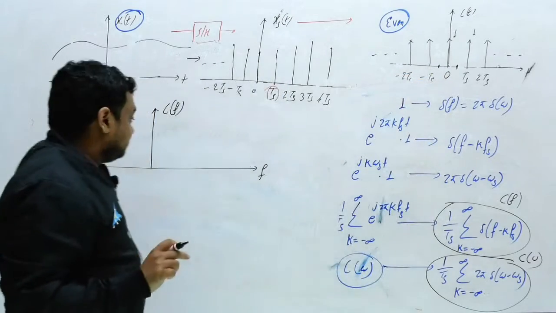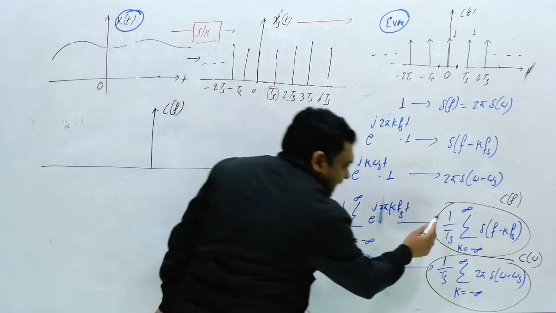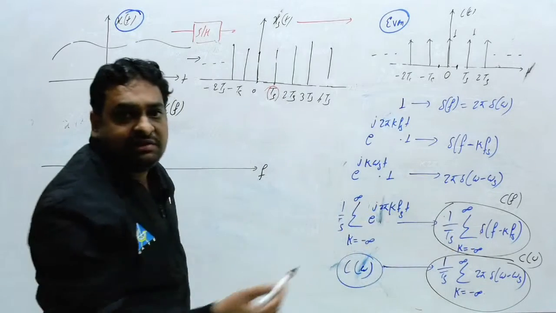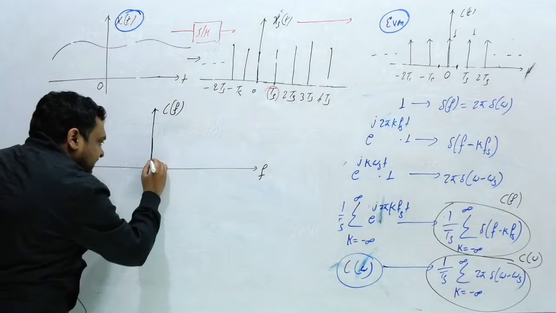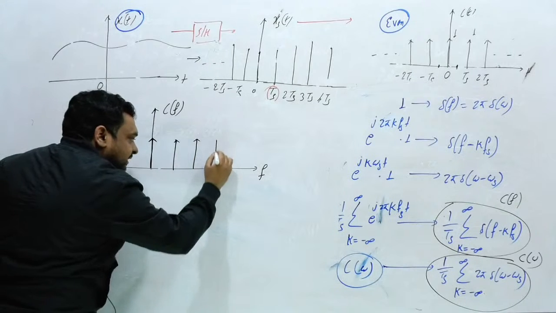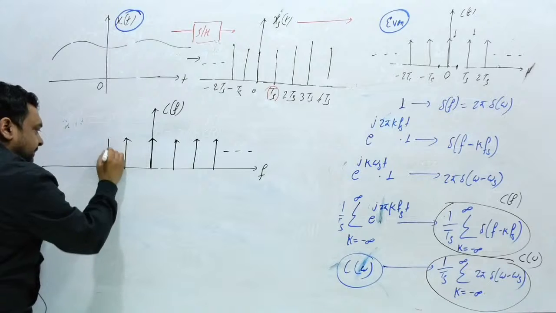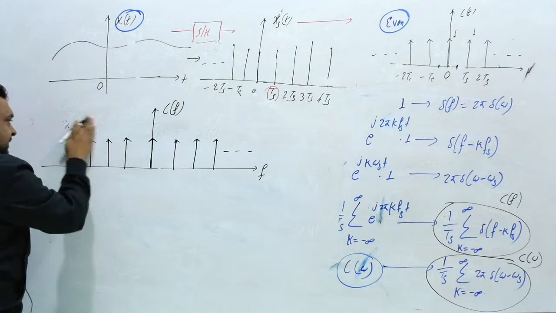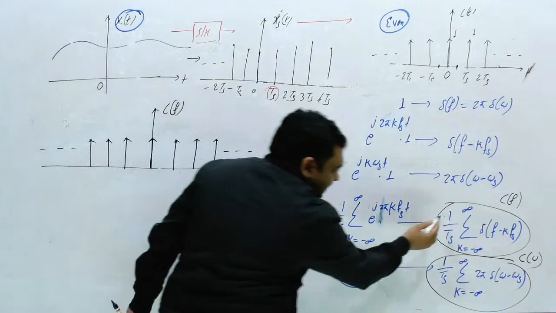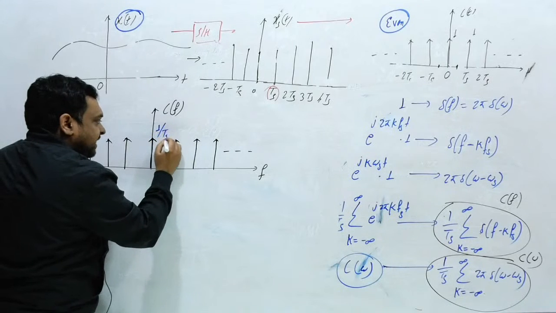So if the time domain is an impulse train, then the frequency domain is again an impulse train, but with some changes. What changes will you get? This is the frequency axis. The amplitude will be 1 by Ts. This is del f minus 0. So here you will get the first impulse, the second impulse here, the next impulse here, and so on. On the left side also you will get impulses, one here, one here, and so on. The amplitude of all of them is the same, 1 upon Ts.